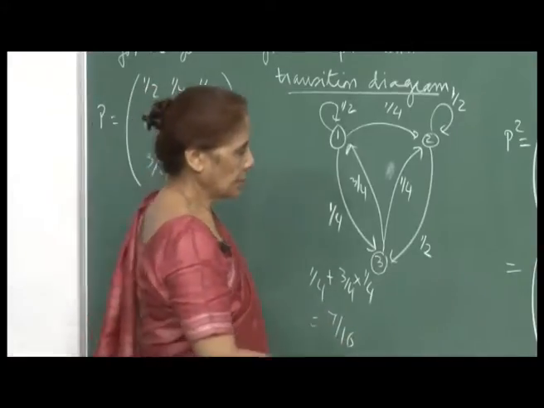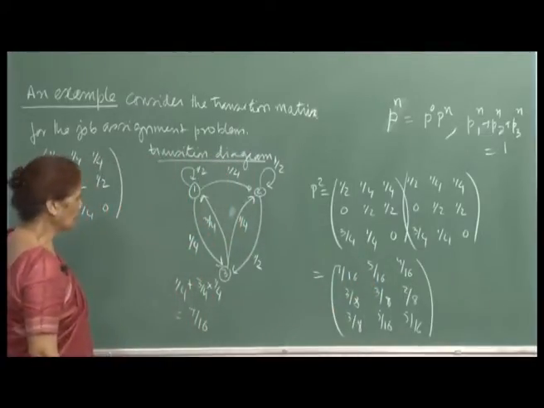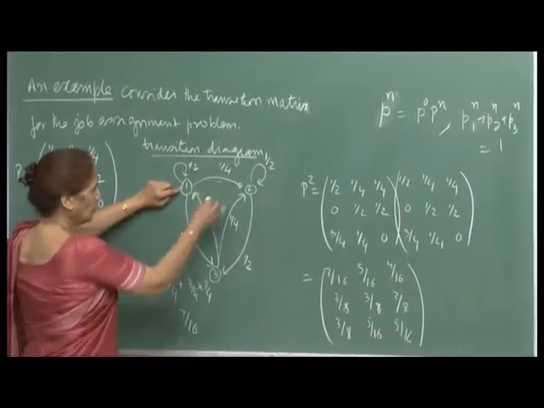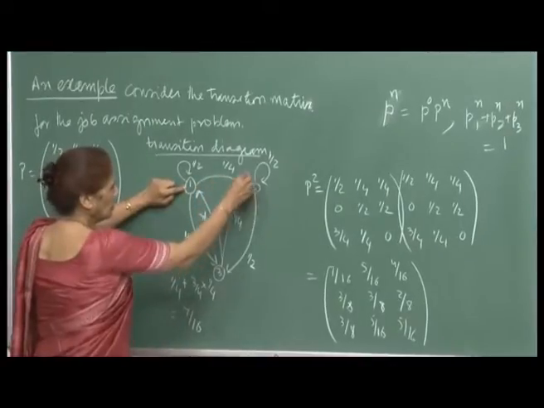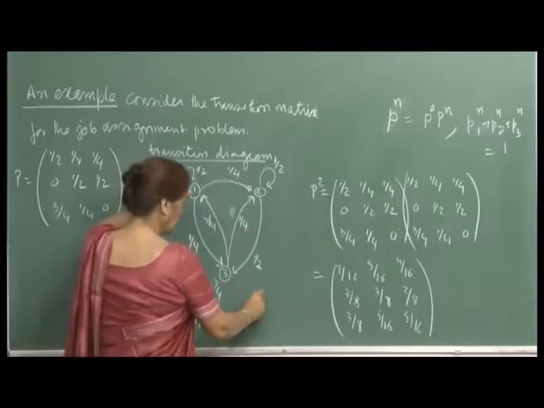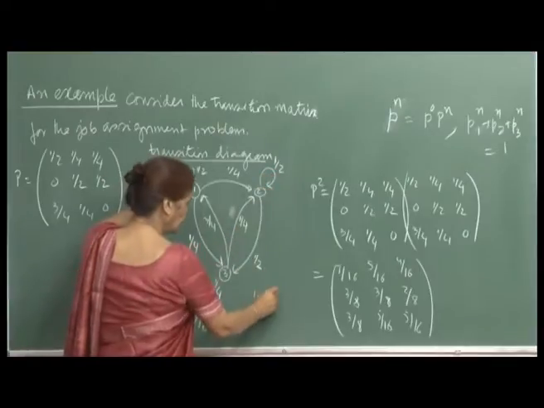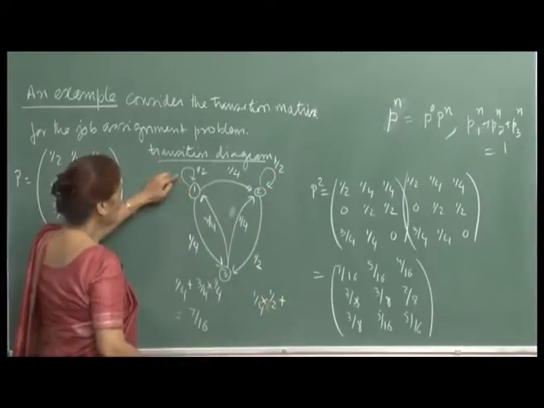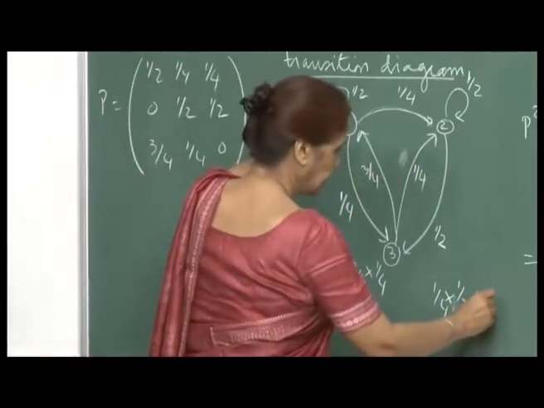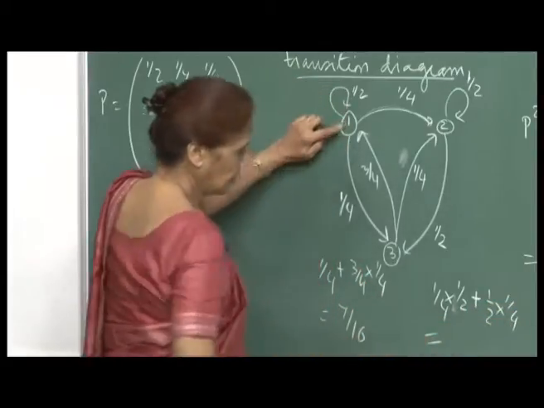Similarly, you can look at this one here, 5 by 16. This is from 1 to 2. You want to transition from 1 to 2 in 2 steps. So, the possible paths are 1 to 2, then 2 to 2, which will be 1 by 4 into 1 by 2, plus, you can stay at 1 and then go from 1 to 2, which will be 1 by 2 into 1 by 4. So, how much will this be?